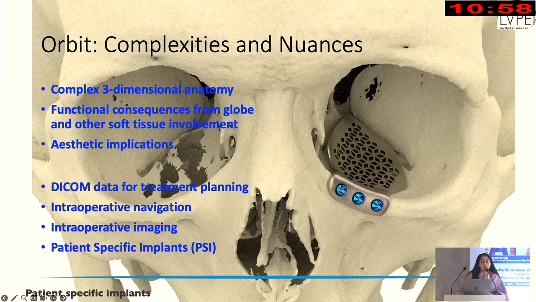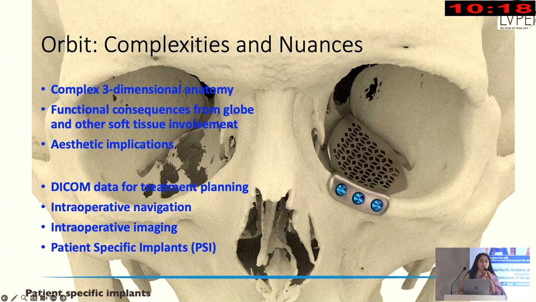The orbit, like we know, has a very complex three-dimensional structure, and there are a lot of functional consequences of orbital and soft tissue trauma. There also are aesthetic implications from orbital trauma. And what has changed in the past decade is the availability of better quality imaging, especially the DICOM data that is available from CT scans for treatment planning. You also have access to navigation or image guided surgery and real-time intraoperative imaging that can help you give better outcomes to your patients.